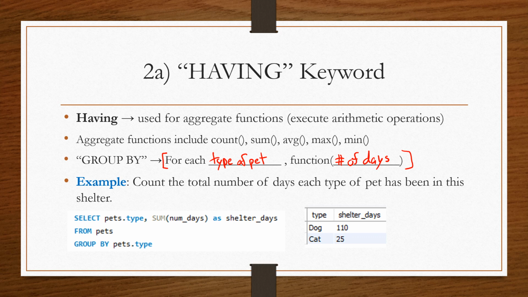To translate that into an SQL query, we're going to display the type of the pet, and we're going to make a sum of all the shelter days per pet. For all the dogs, we're going to count how many days all the dogs have spent in the shelter, and we're going to count how many days all the cats have spent in this shelter. We're going to grab this from the pets table, and this is the key: we're grouping by the pets type. So we're grouping by dogs and we're grouping by cats.